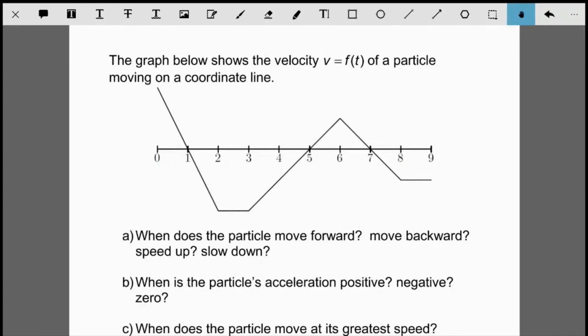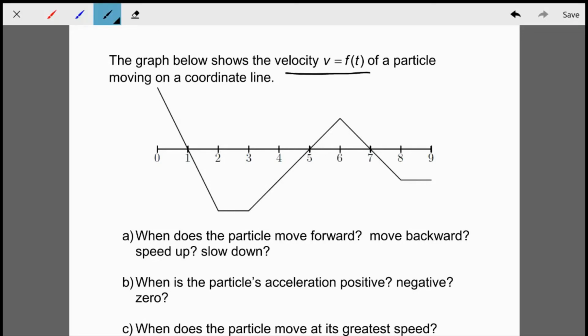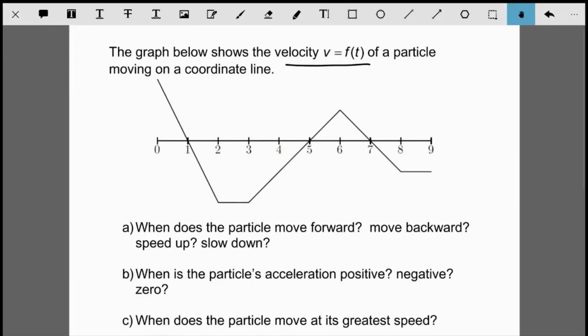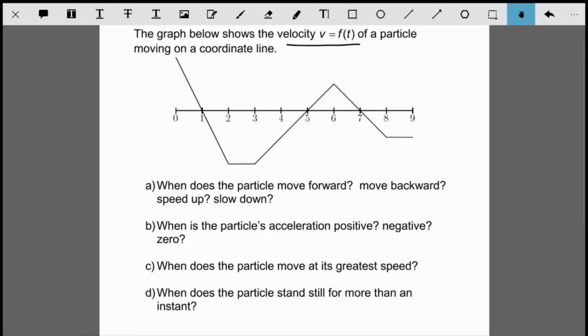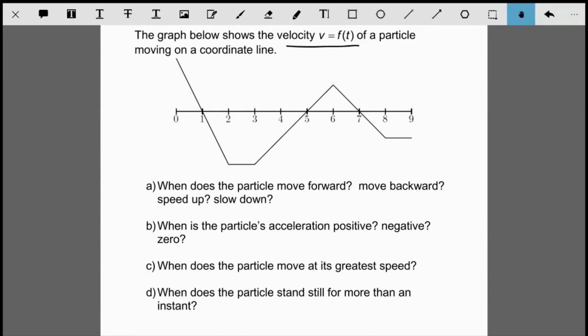All right, so I've got another example here I want you to try now that we've discussed that. This is a velocity graph. It says that up above here. So we're looking at the graph of the velocity of a particle, and there are some questions about speeding up, slowing down, acceleration. So what I want you to do is pause the video and take a few minutes and work through those questions. So go ahead and do that, and when you come back, we'll talk about the solutions.